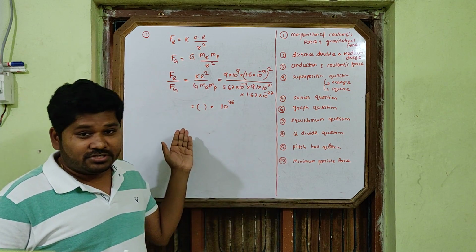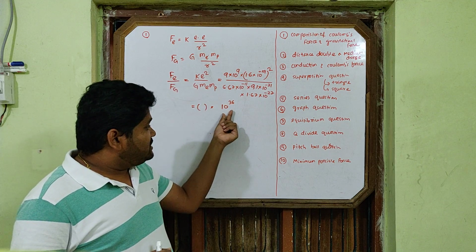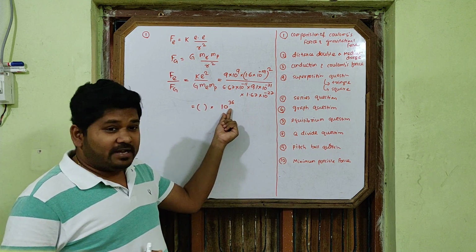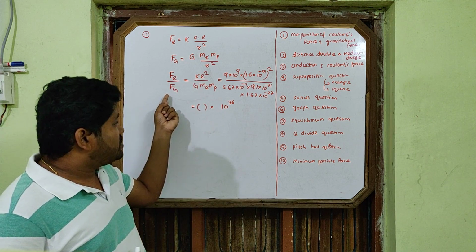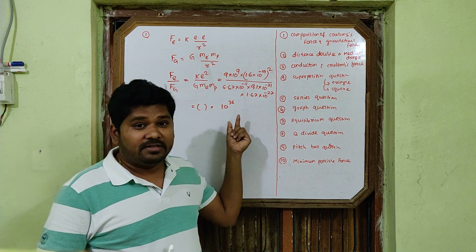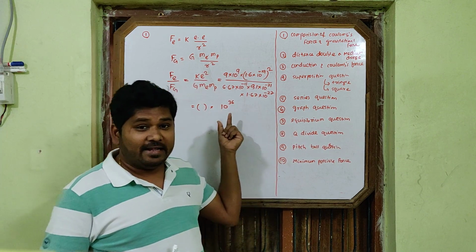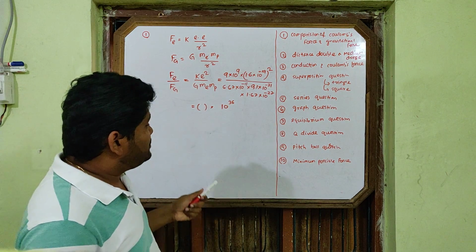It's an important question, it sometimes comes in exams. From this, practically you are now clear about what you have read in class 11, that electrostatic force is stronger than gravitational force. How much stronger? 10 to the power 36 times stronger. You have read this in class 11th in comparison. So this is about question number 1.